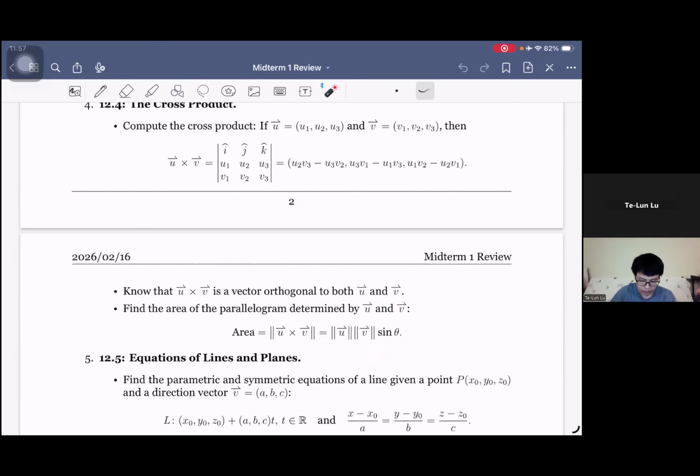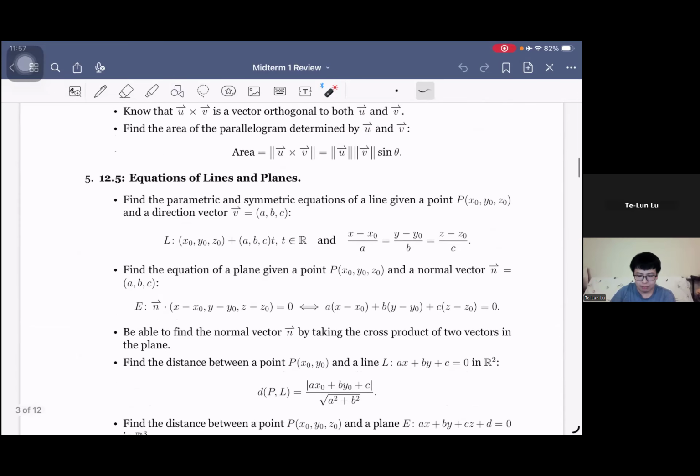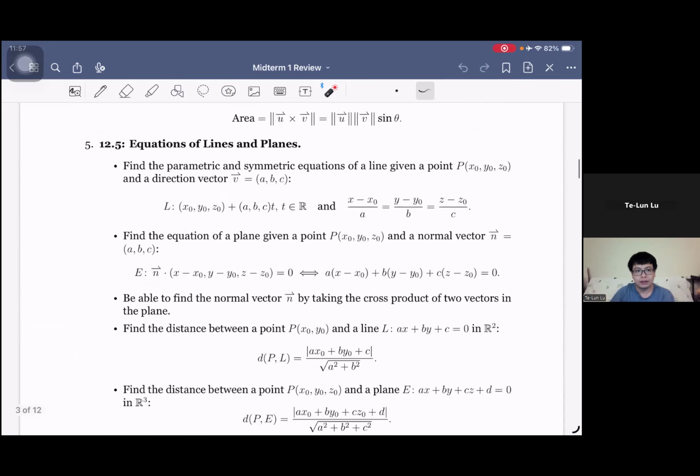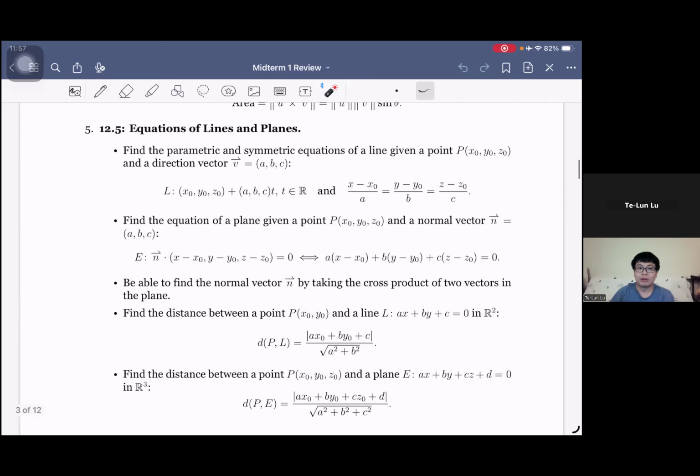Okay. Now 12.5, this is I would say the most important section in this chapter because we will be dealing with a lot of lines and planes afterwards. So how do we describe lines in general space? We have to be given a point and a directional vector. We start with that point and go along that direction. That creates a line, right? So given a point and a directional vector, we can represent a line in two ways.